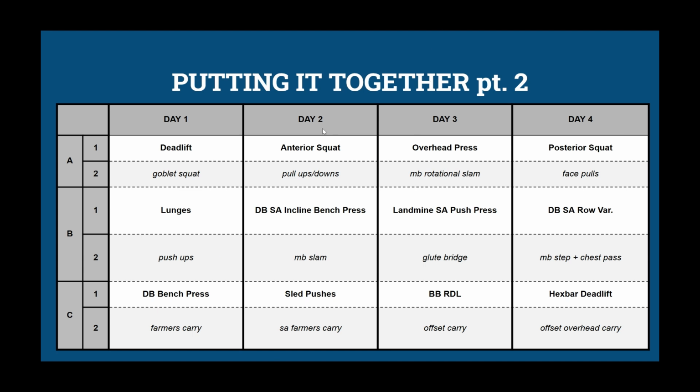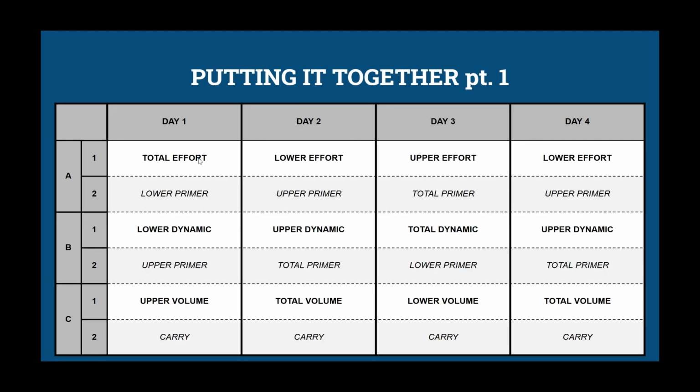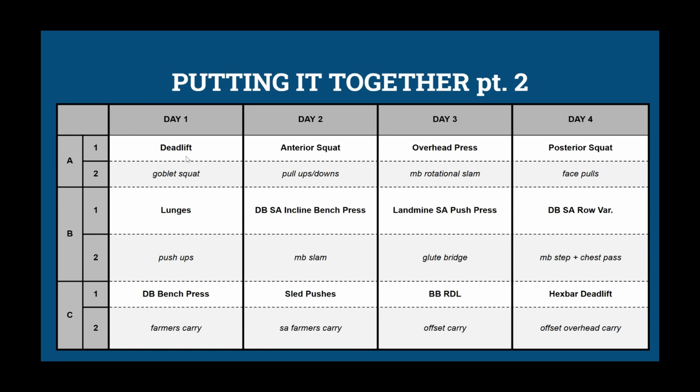So our day 1, if you remember, was a total body effort. So we are looking at deadlift paired with a goblet squat because we have lunges coming up next. So goblet squat is an anterior loaded squat pattern, and our lunges are going to be anterior loaded unilateral patterns. So we have our deadlift as our total body effort-based exercise. We have our lunges as our dynamic lower body exercise. And then we have a dumbbell bench press as our upper body volume-based exercise.